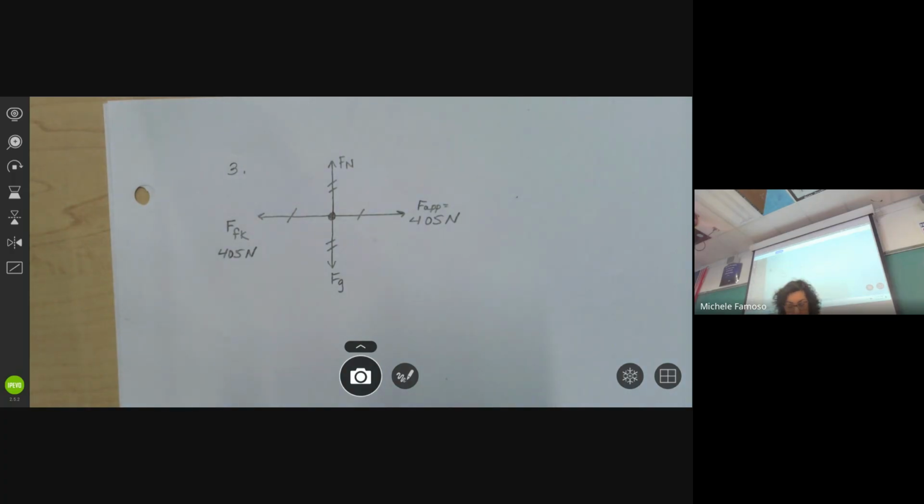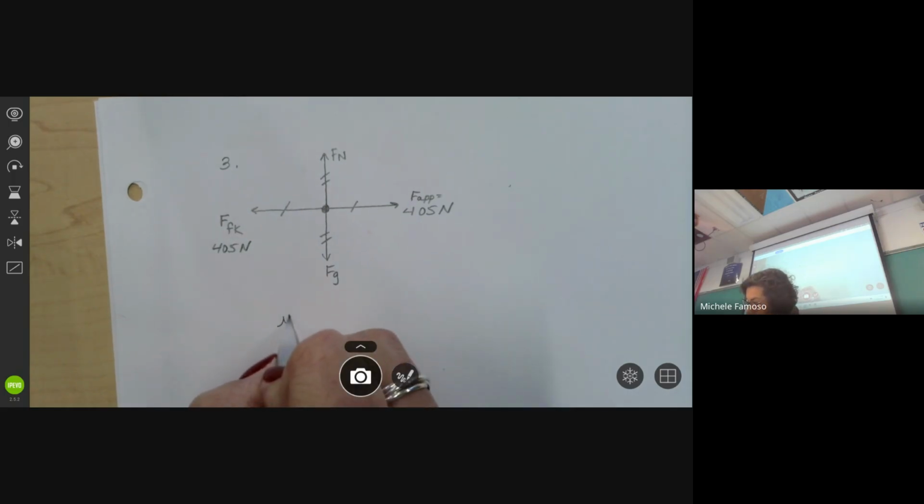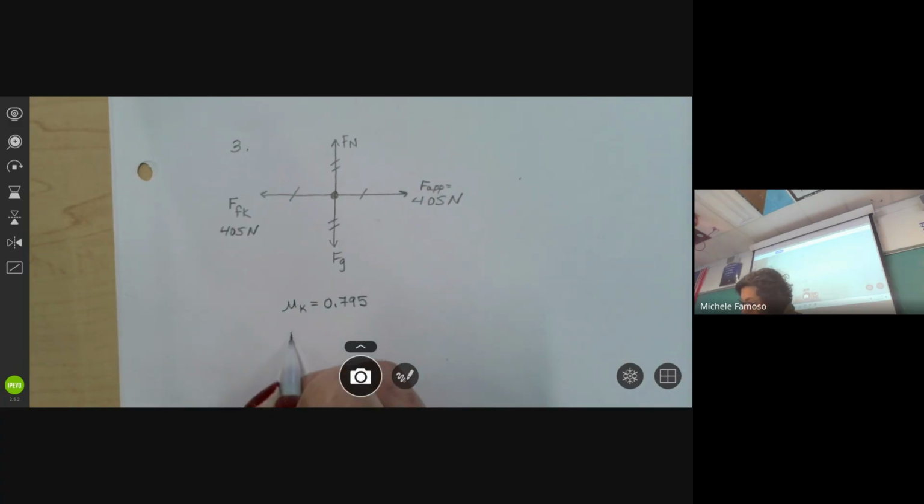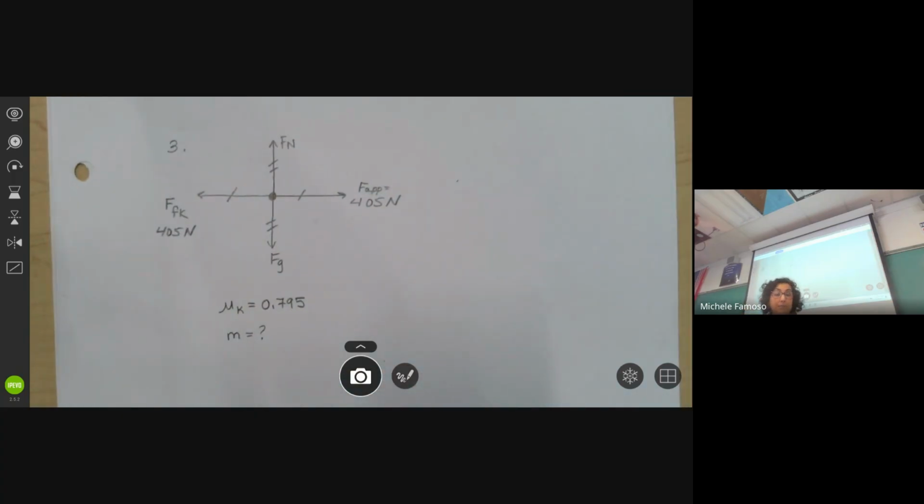Now, it says that the coefficient of kinetic friction between the block and the floor is 0.795. So I know the mu k is 0.795. I want you to find the mass of this box. You can't do it in one step. You're looking for M, the mass of the box.